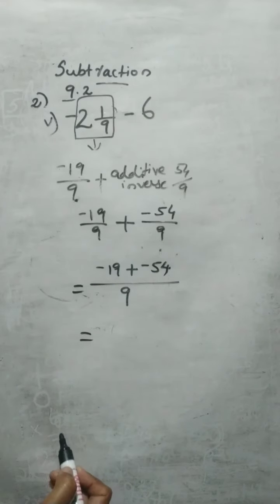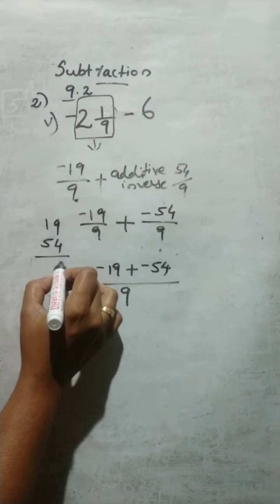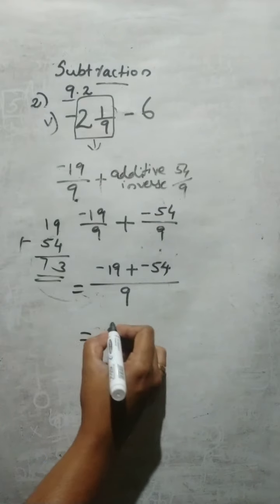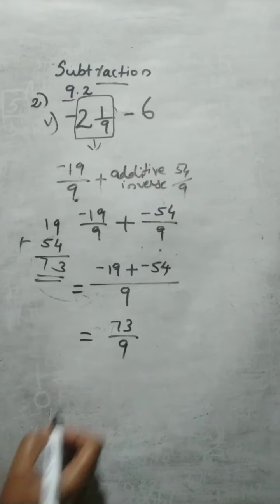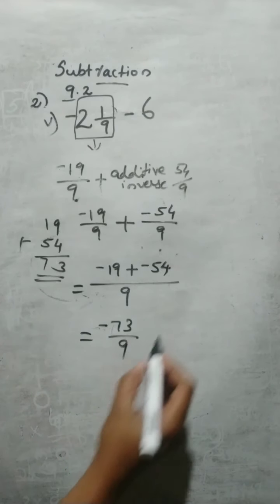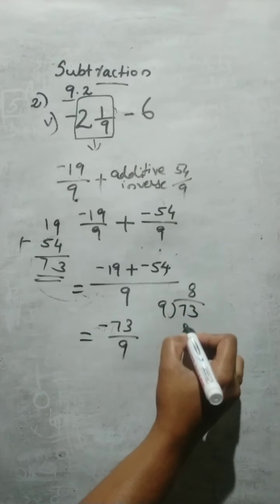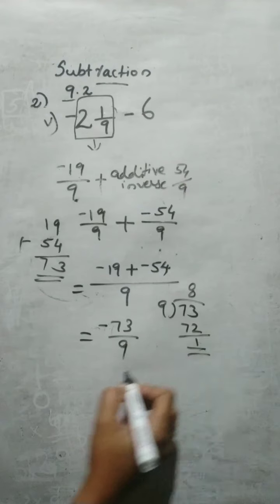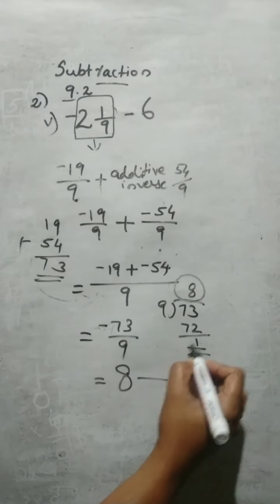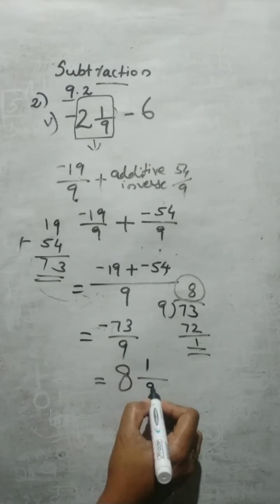Both are negative integers, so we can add these two, 19 and 54, which gives 73. Now 73 on 9. Here both are negative, so this will be negative 73 on 9. Then 73 divided by 9. 8 9s are 72. 1 is the remainder. So this 8 we can write as the whole number, and the remainder will be the numerator. Here the remainder is 1. Then 9 will be the denominator.